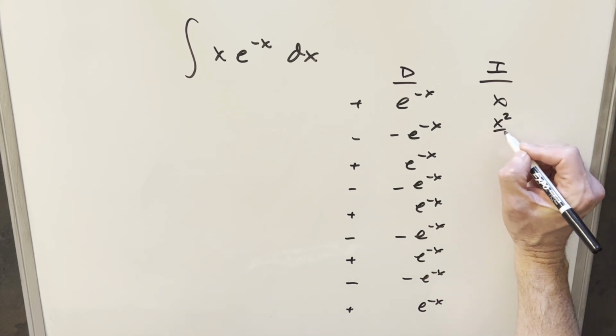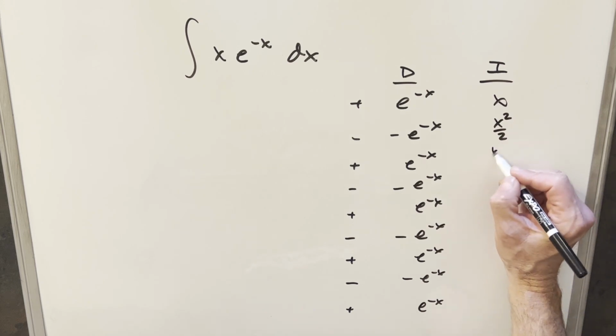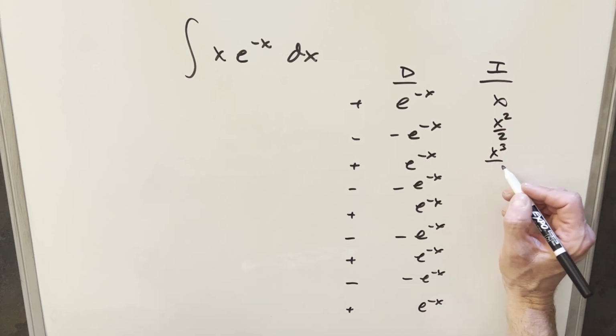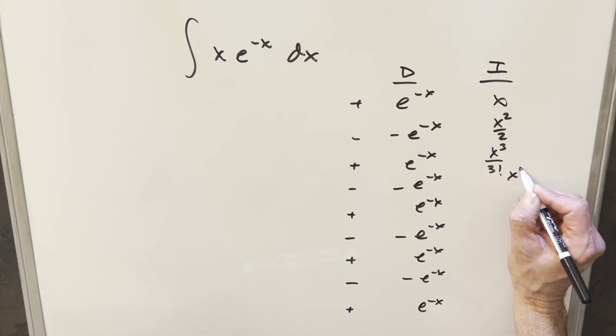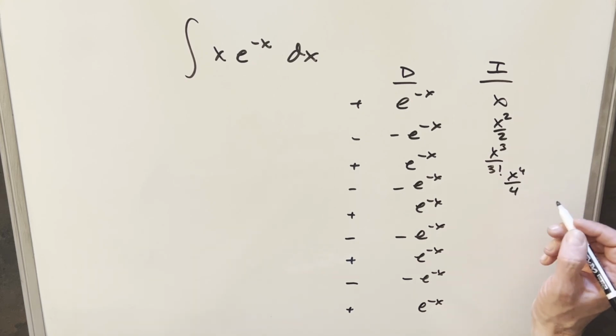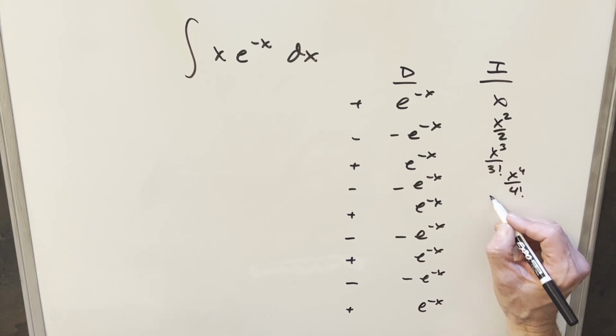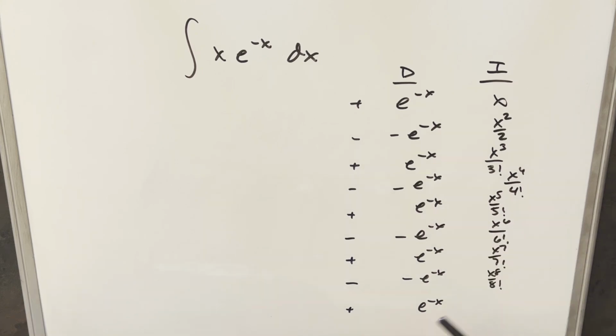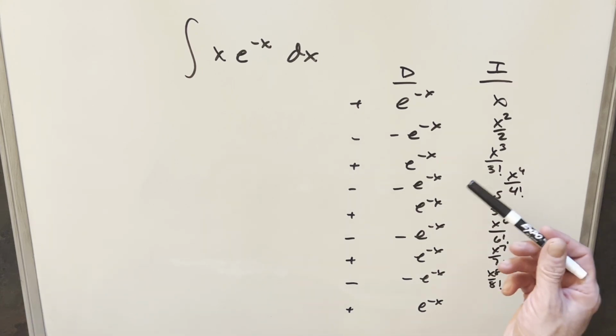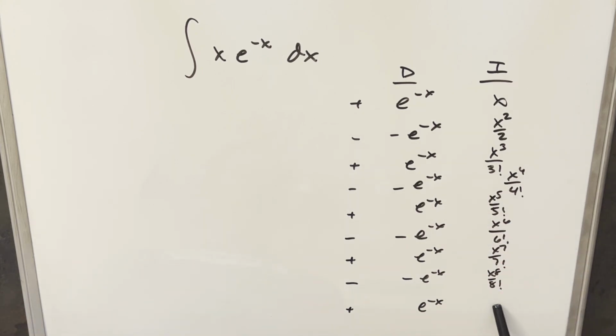We get x squared over 2. Integrating again, I get x cubed over 6, but I'm going to write this as 3 factorial. And I didn't really give myself enough space, but the next one's going to be x to the 4th over 4 factorial. And this is going to just keep going like this, on and on. Even though we don't get any resolution to this, it is just going to go on forever, and e to the minus x just persists over and over.